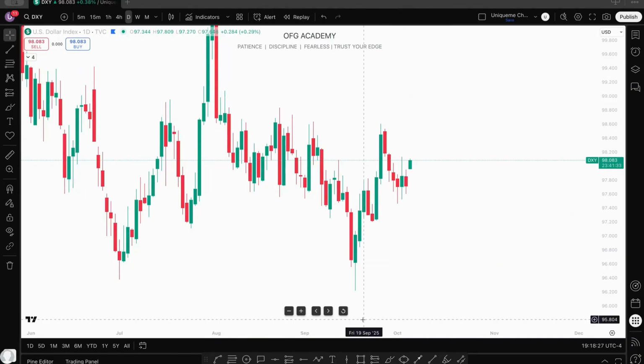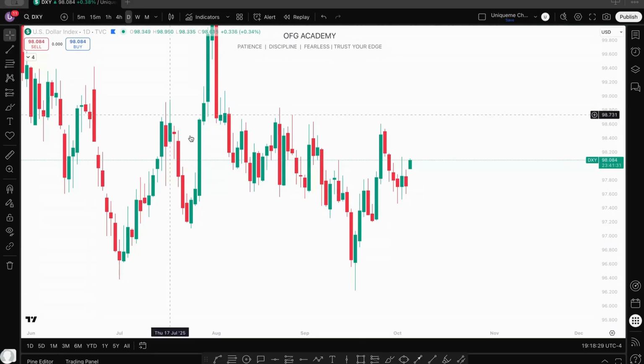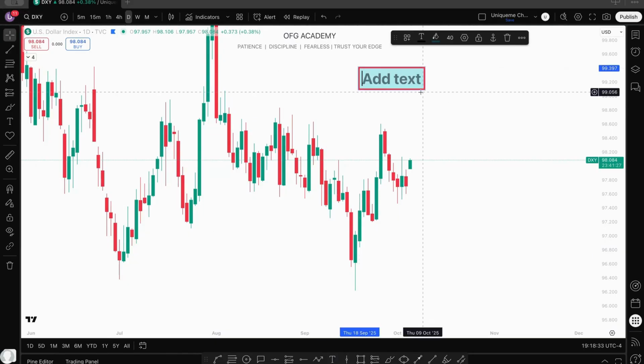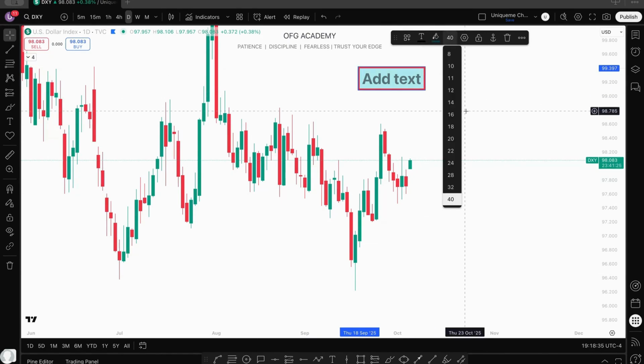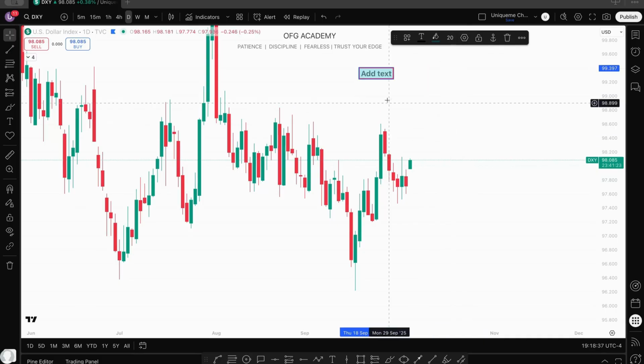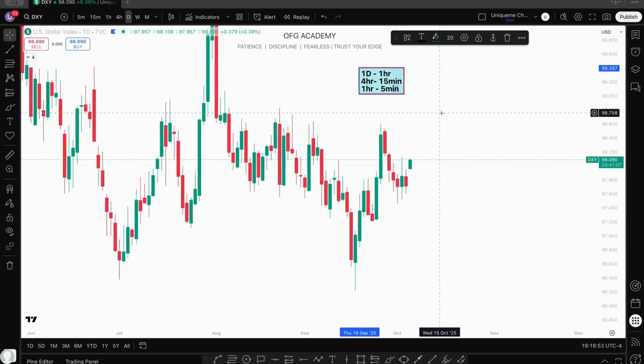Now, if you look at this scenario here, we're starting with DXY, but I'm going to start with a time frame for everyone to understand how I actually do my time frame lately, and I'm still working on myself. One day, with an entry of what? I use an entry of 1 hour. 4 hours, I use an entry of 15 minutes. 1 hour, I use an entry of 5 minutes. Right? These are the time frames that I use.